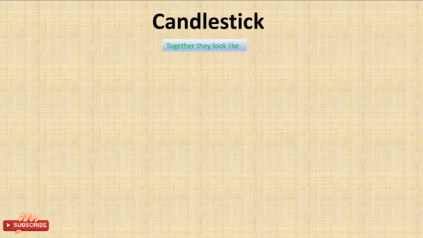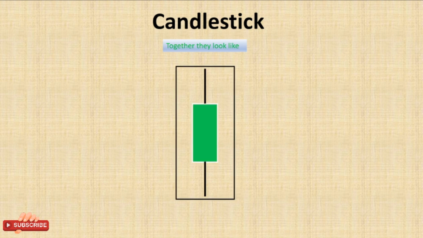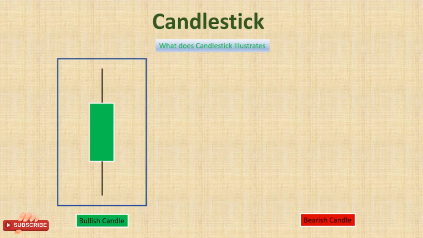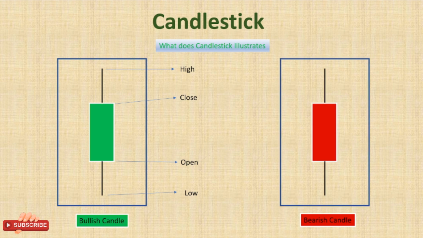So let's move on. So candlesticks together, it looks like this. What it illustrates, so let's say we have two kinds of candles, a bullish candle and a bearish candle. So let's see a bullish candle. A bullish candle opens at the lower body part, then makes a low, then it goes to a higher point, makes a top, then it closes somewhat at the top of the body. Whereas a bearish candle opens at the top of the body, makes a high, makes a low, and then closes at the bottom of the body.